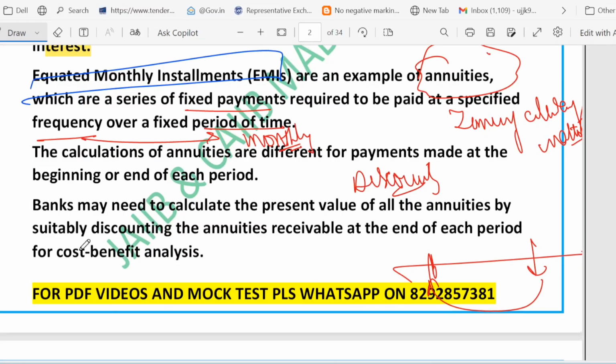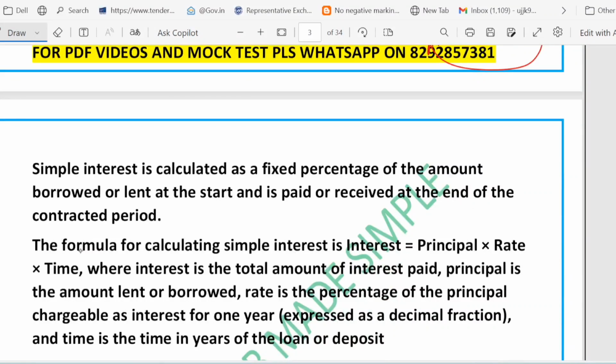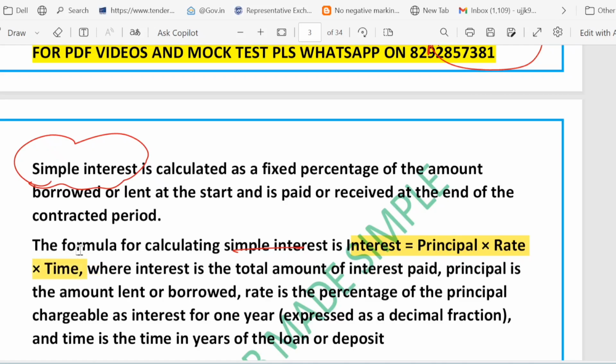And finally, there is something called simple interest. Simple interest is the easiest case, right? What is the formula we use to calculate the simple interest? Very simple. Here you can see interest is equal to principal into R into time. That's it, right? So let me give you one example.